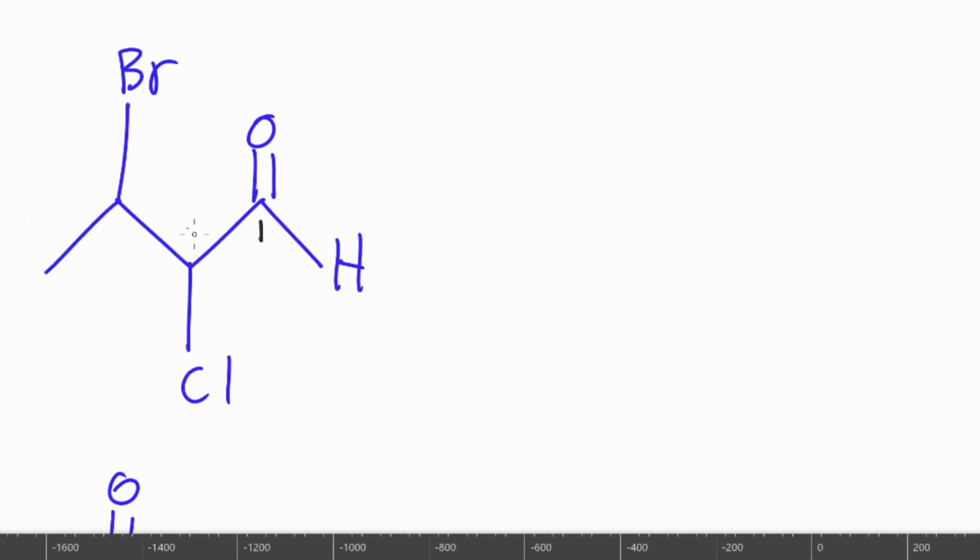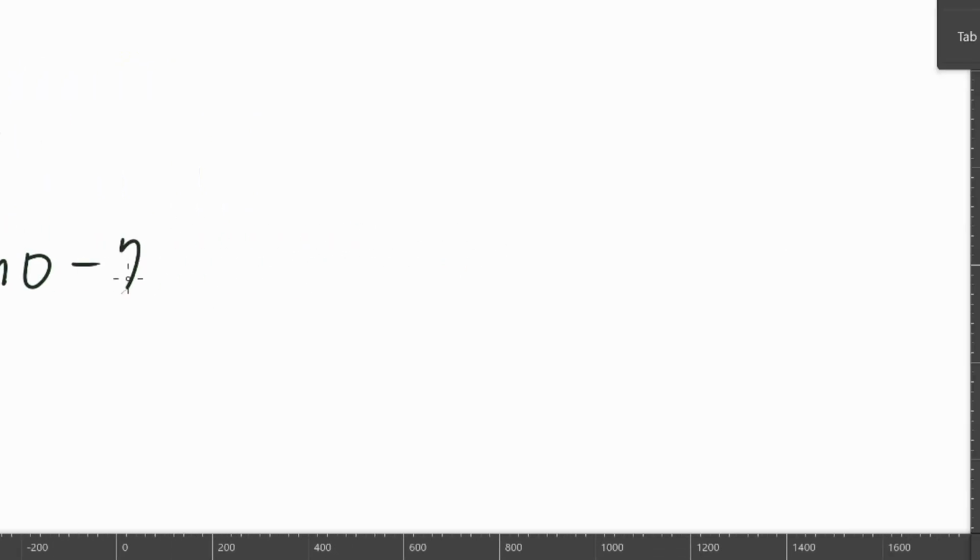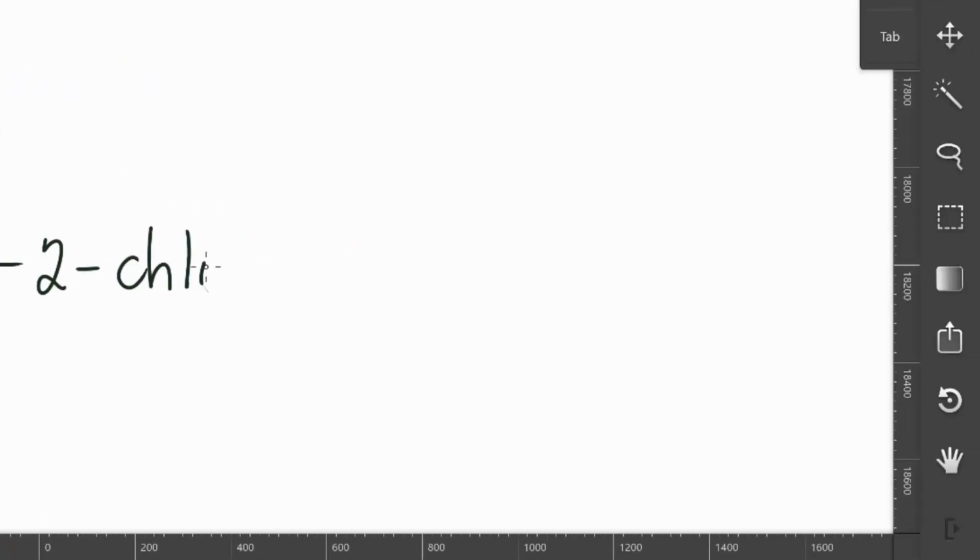The second example, I have some substituents, 2, 3, 4. So this would be 3-bromo, 2-chloro, butanal.